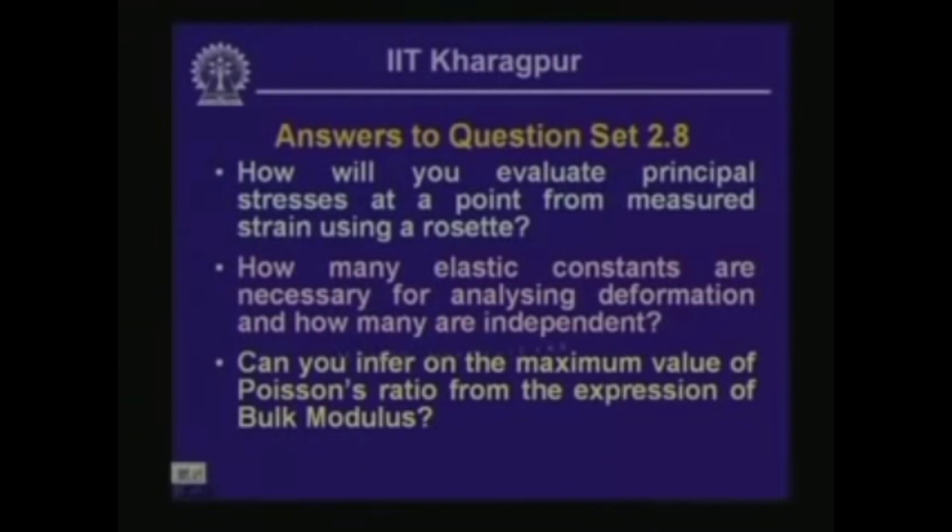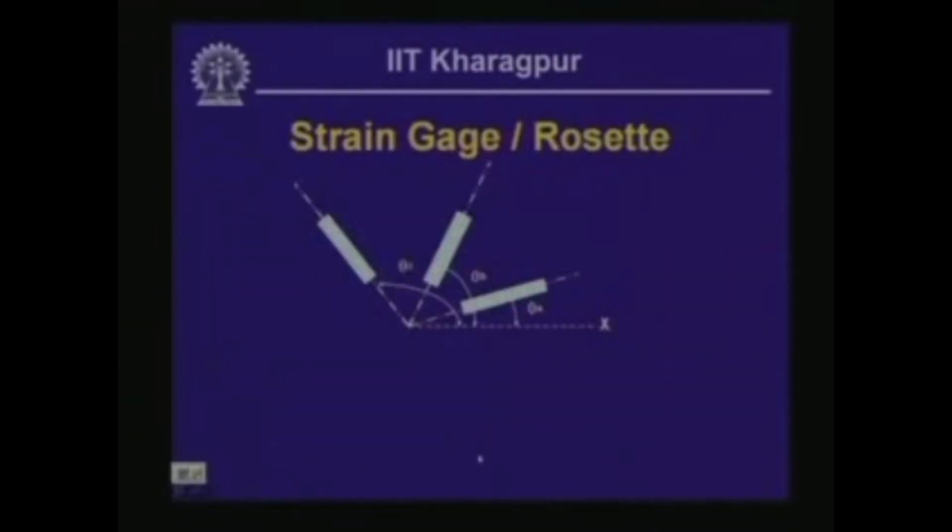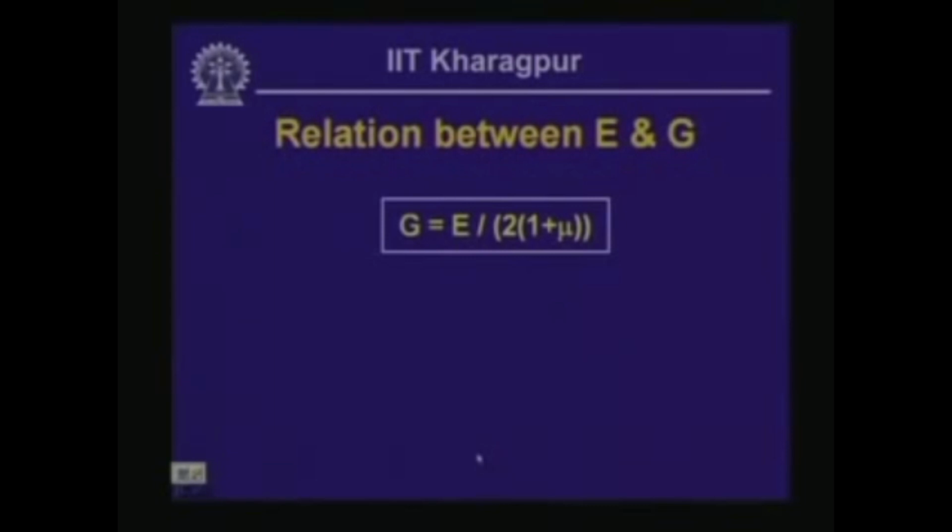Now, let us look into the second question: how many elastic constants are necessary for analyzing deformation and how many are independent. We have seen that when we are trying to compute the stresses and the strains, we require 3 constants, which are E, G and mu. The modulus of elasticity E, G is the shear modulus and mu is the Poisson's ratio.